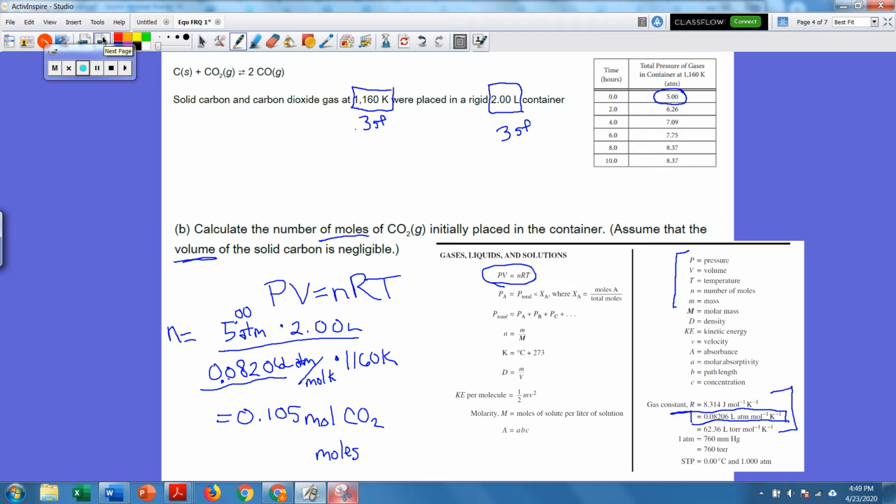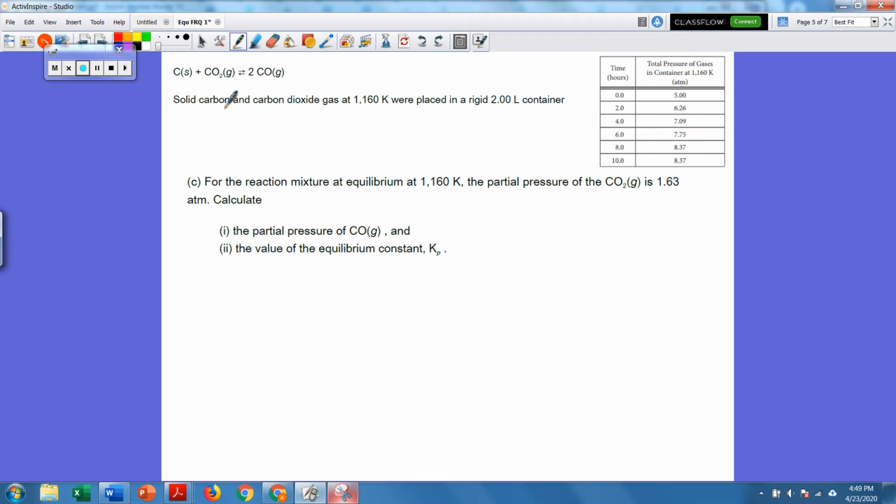So now we move on to part C. Same stuff from the question as I've just repeated it up here. For part C, it says, for this reaction mixture at equilibrium at 1160 K, the partial pressure of the CO2 is 1.63 atm. Now, if you remember from the gas laws, your total pressure is equal to the sum of your partial pressures of whatever gases you have in your mixture, okay?